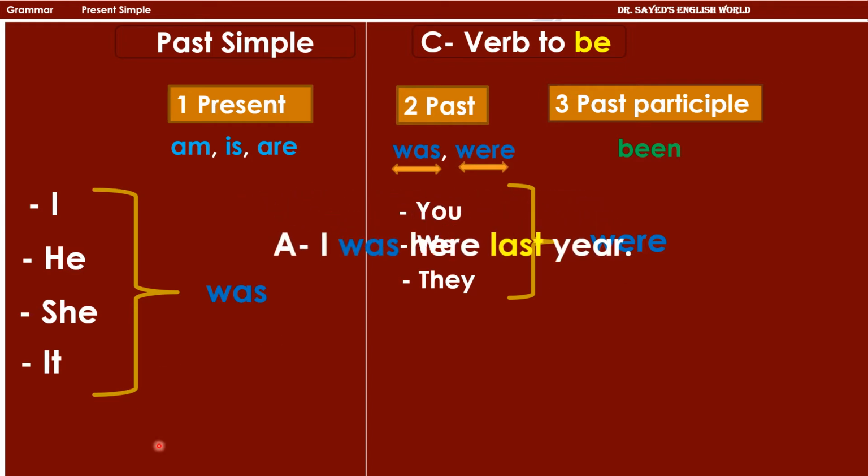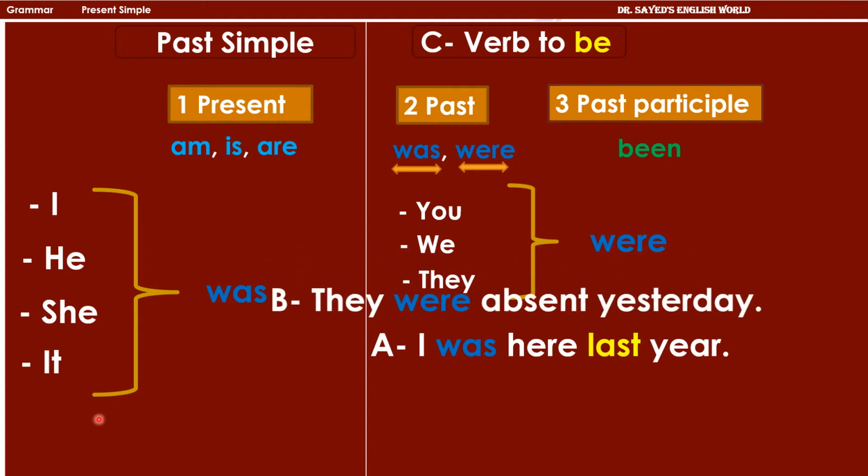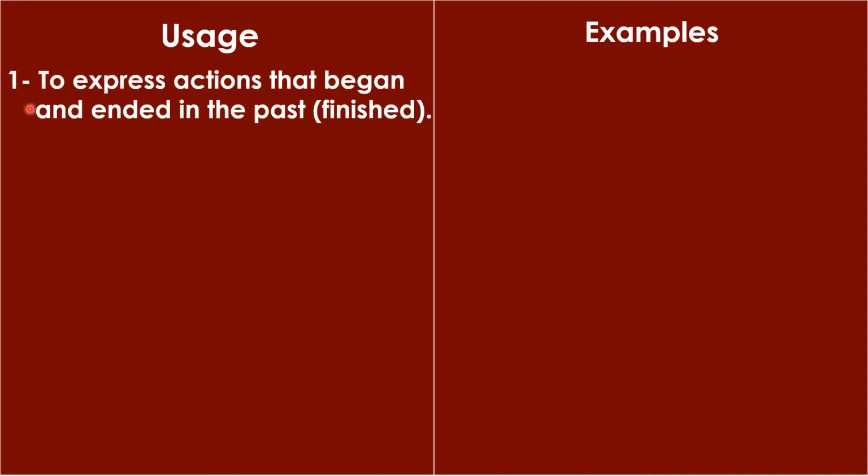Let's have a look at some examples. I was here last year, so I was, okay. They were absent yesterday. They were. Okay? Okay, let's now talk about uses of the past simple, and also give some examples. We use the past simple to express an action that began and ended in the past, or a finished action.